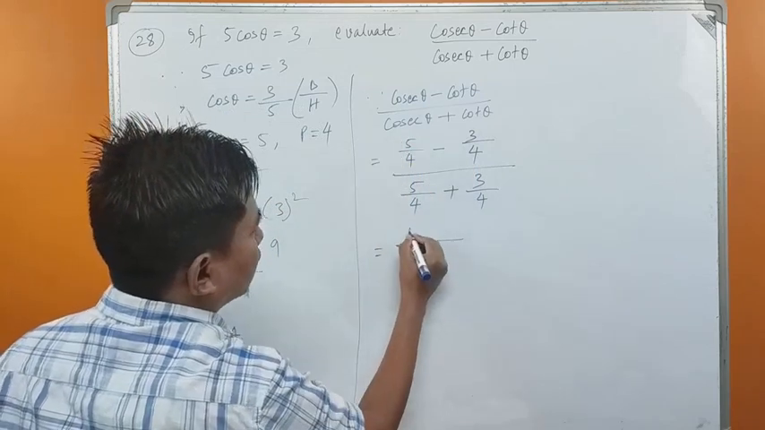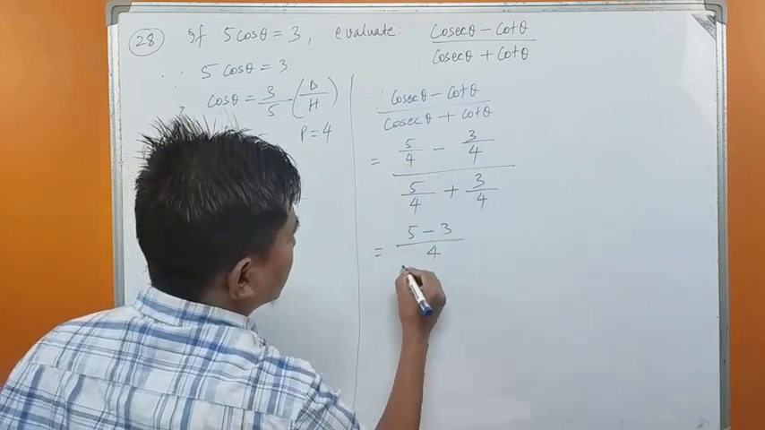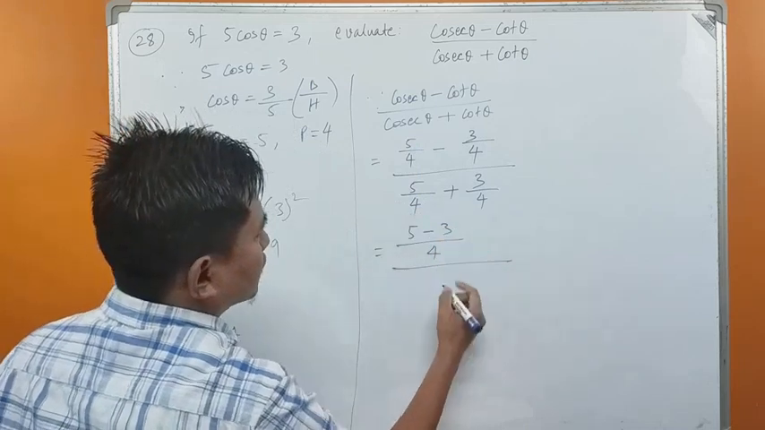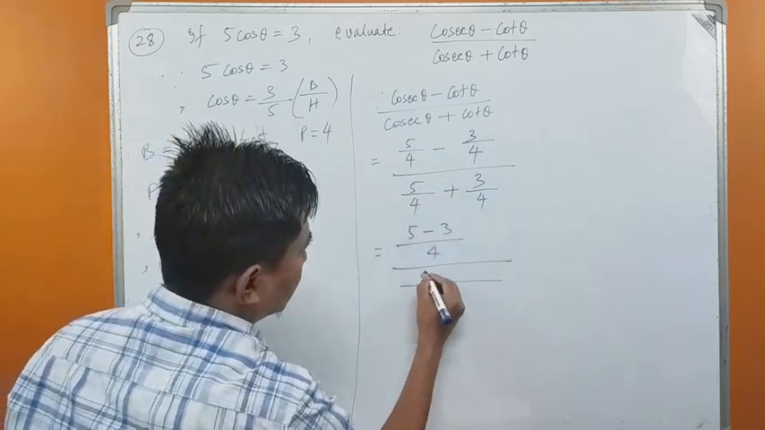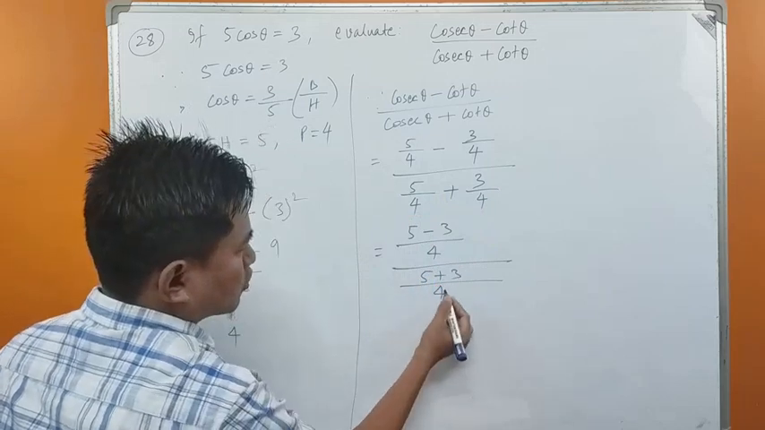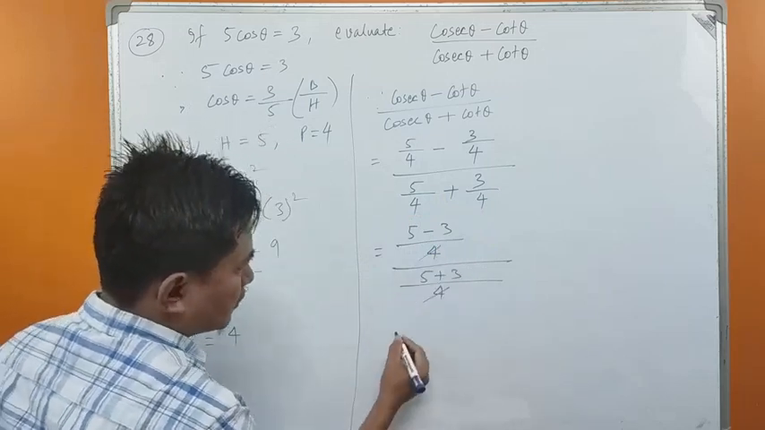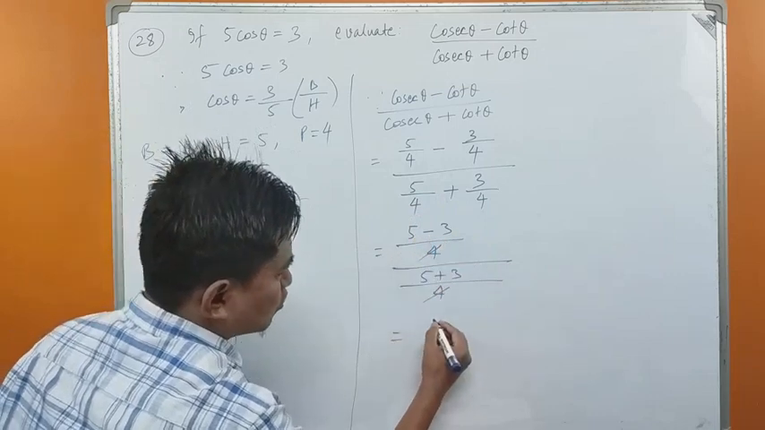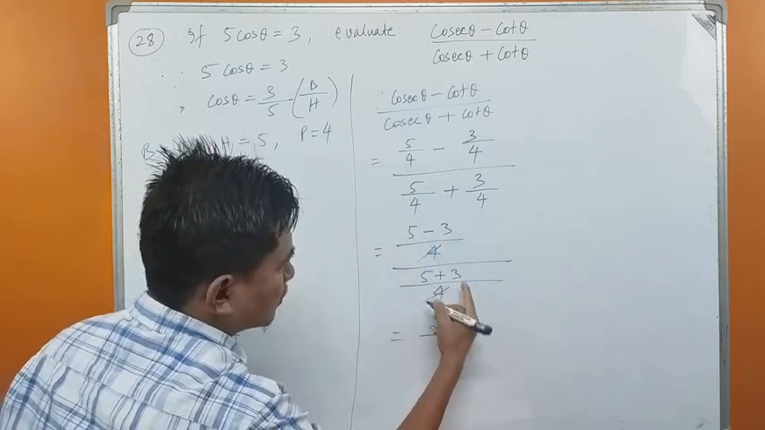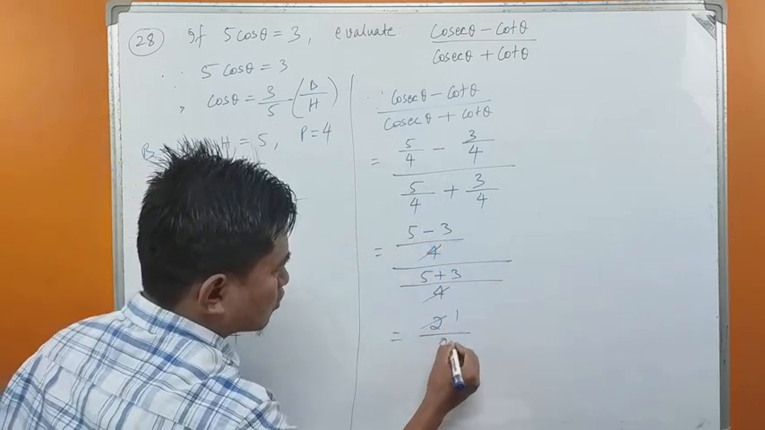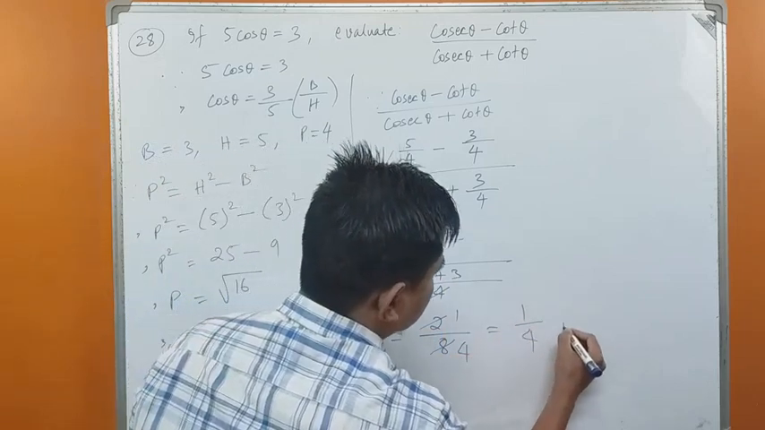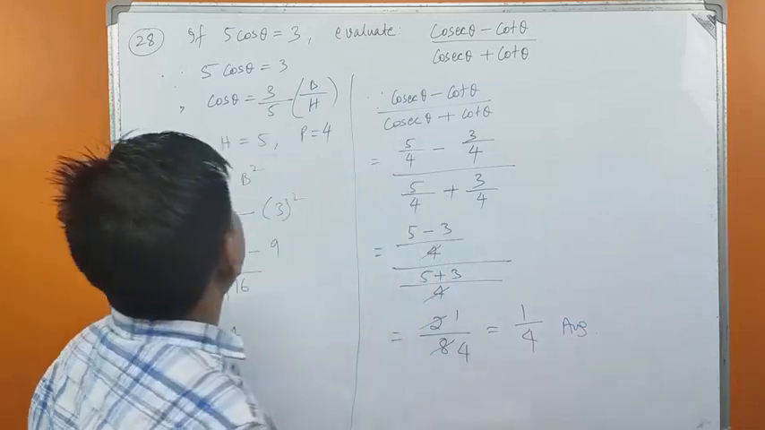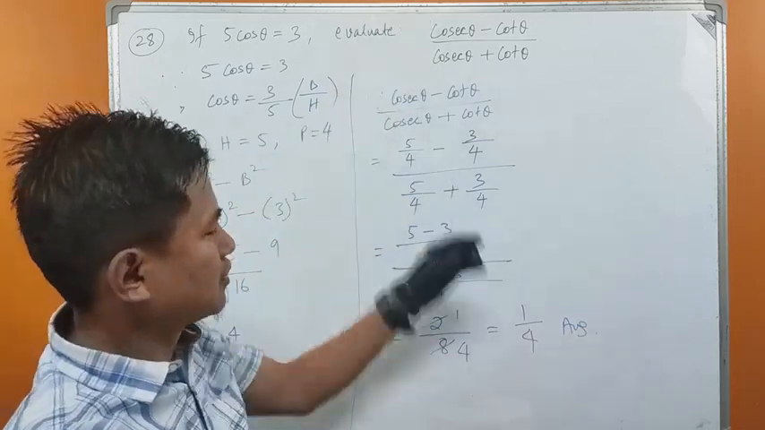In the numerator, 5 minus 3 whole upon, the LCM is 4 again, and the numerator 5 plus 3. Okay, so this 4 and this 4 can be cancelled. So 5 minus 3 is 2, isn't it? So 5 plus 3 is 8. 2 1s are 2, 2 4s are 8. This will give us 1 upon 4. So this is the answer for question number 28. Okay, the value of this expression is 1 upon 4.